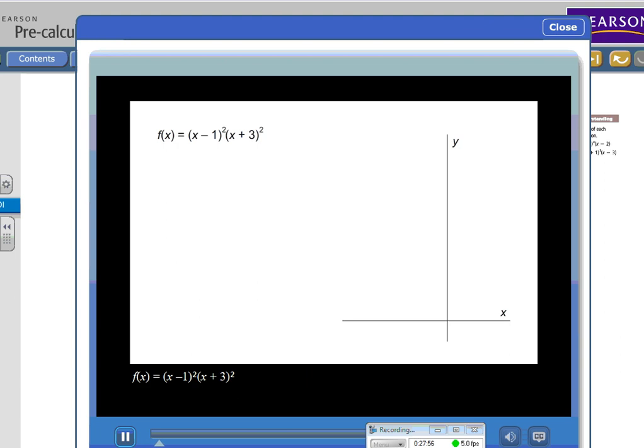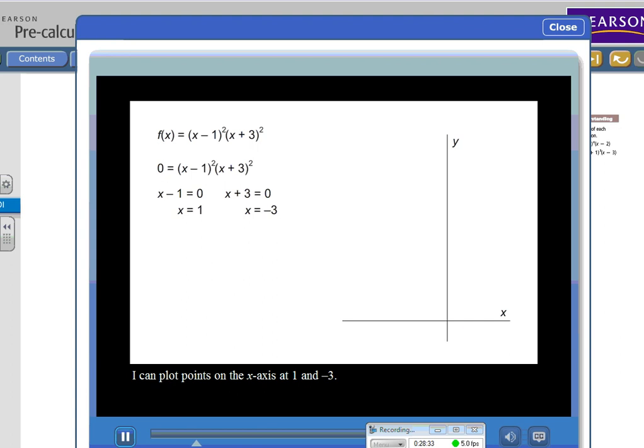f at x equals x minus 1 squared times x plus 3 squared. The first thing I want to do is find the zeros of the function. These will be the x-intercepts of its graph. So I let f at x equal 0. The equation will equal 0 when x minus 1 equals 0, or when x plus 3 equals 0. So x equals 1, or x equals negative 3. So the zeros of the function are 1 and negative 3.